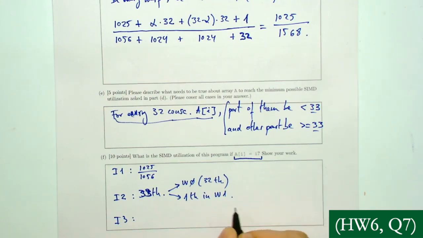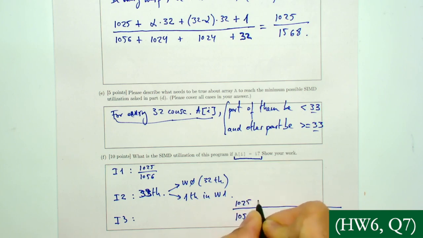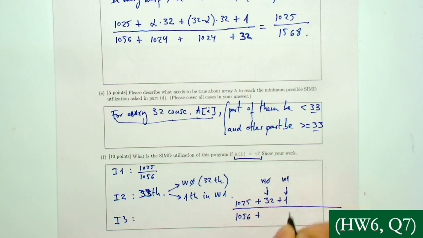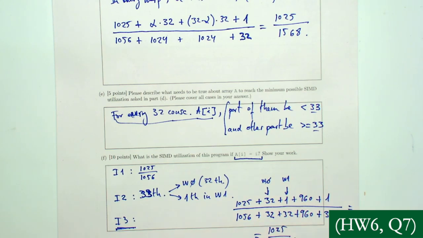So we calculate in the same way as we did before: 1,025 divided by 1,056, plus 32, plus 1. This 32 corresponds to warp 0, this 1 corresponds to the first thread of warp 1, divided by 32 plus 32. And then we have 960 threads that go and execute instruction 3. And then we have the last warp with one single thread out of 32. And this will give us 1,025 divided by 1,072. Go ahead.